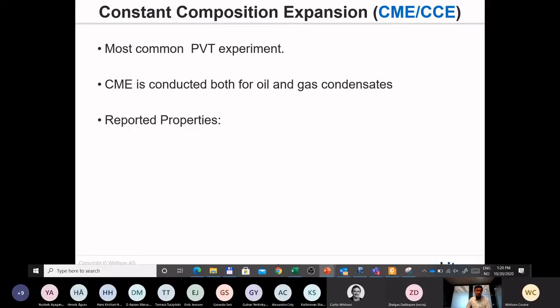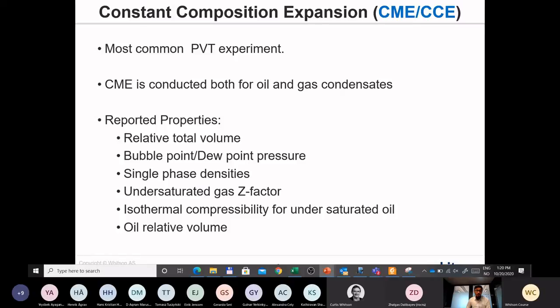The reported quantities that you see in the PVT report, and we will look at the tables from the PVT report as well. What reported quantities we have from the CC experiment for the two reports we are using in this course. So the first one is the relative total volume, that's usually represented as PRT. We will look at what it is in the coming slide.